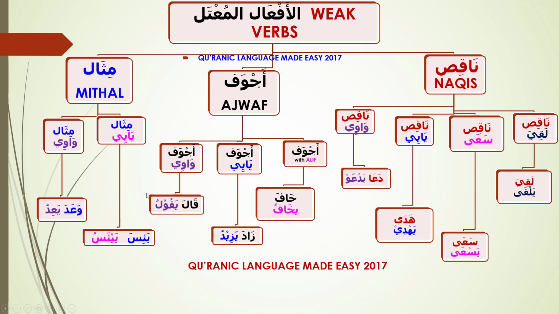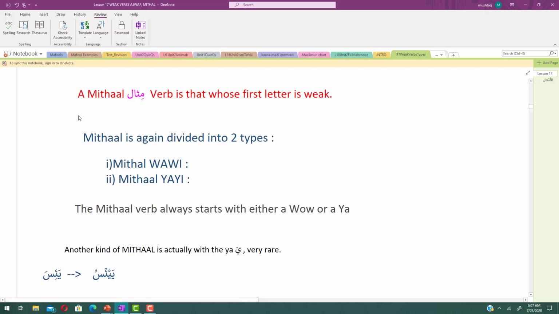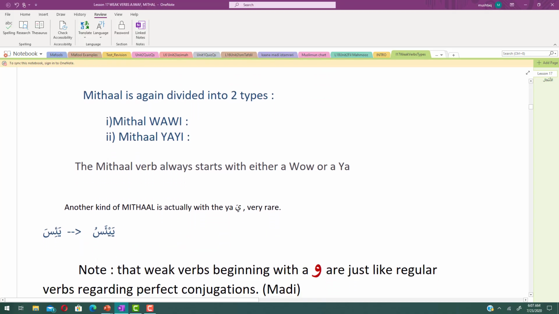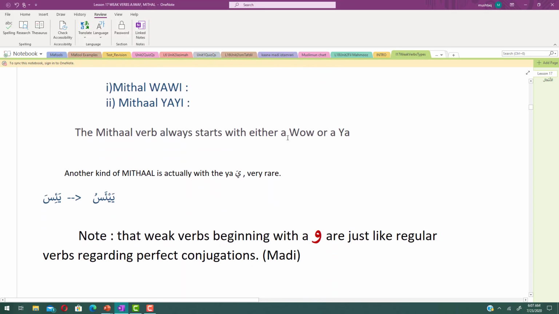Mithal yai is when the first root letter is a ya, ya'isa yai'asu. This Mithal Ya'i is very rare in the Quran. Most of the time Mithal Wawi occurs a lot in the Quran. And another kind is the one that starts with a Ya, ya'isa, yai'asu. And a Mithal verb always starts with either a Waw or a Ya.